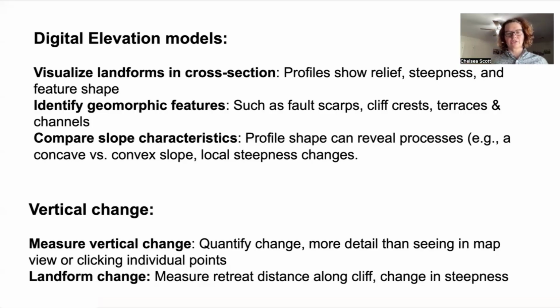And finally, we can compare slope characteristics. For example, see where the slope is concave versus convex, and see local changes in steepness. And this can indicate the local processes that are active in that landscape.